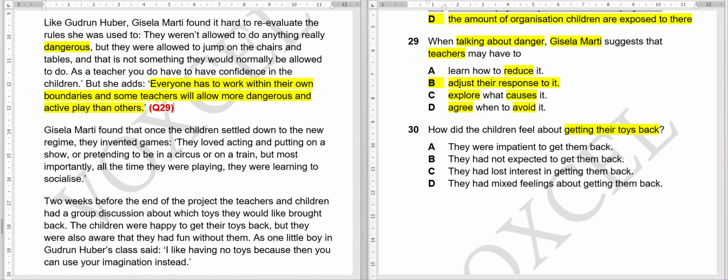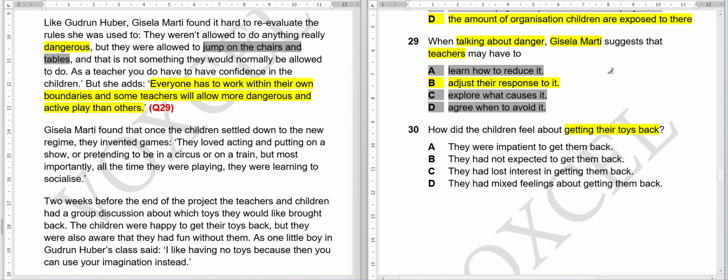Let's see why the other options cannot be our answer. Learn how to reduce it: there is no mention of reducing the danger. And there is no mention of exploring the causes, because we know they are jumping on chairs and tables, so we already know the causes. Agree when to avoid it: there is no mention of any agreement here. Like they will not be allowed to jump on chairs if the chair is placed at a certain place, or if the height is more than this. There is no agreement like this. So that's why D cannot be our answer.